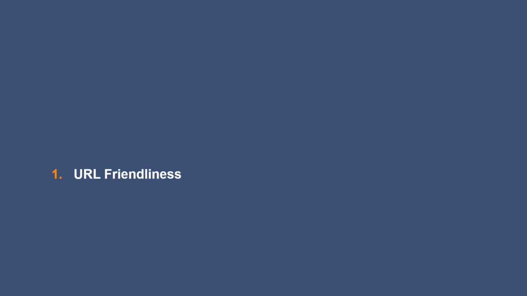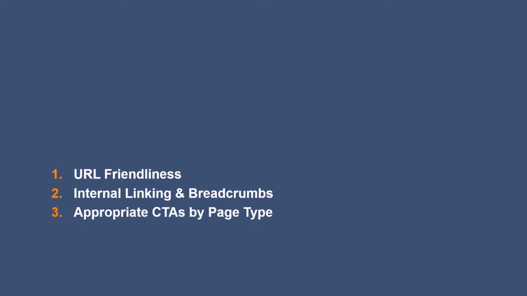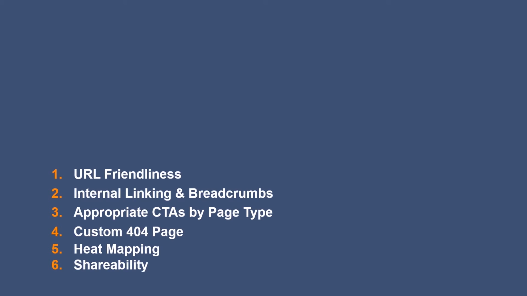URL friendliness, or short URLs that include your primary keyword. Appropriate internal linking and breadcrumbs to help users find where they've come from and where they are. CTAs, or calls to action, reflective of the intent of that page. A custom 404 page for when there are errors. Heat mapping, so that you can better understand user pathing. Shareability of your content, and the list goes on. Certainly by being aware of these user experience components, you are going to have a more efficient site for human interaction. This is a positive signal for Google, and in turn will impact your organic traffic rankings and so on.